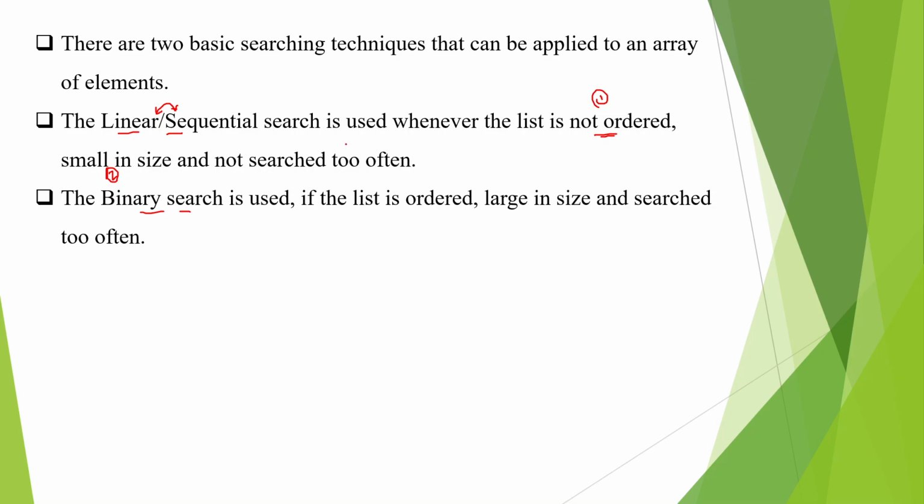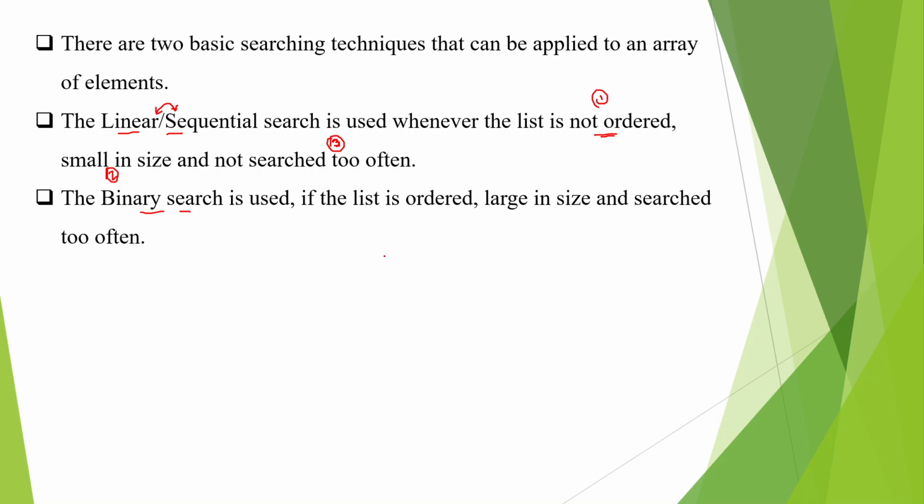And the third requirement is frequency of search. If the list is searched too frequently, meaning the searching operation is applied many times, then go for binary search. If it is less frequent, go for linear sequential. I will write over here.